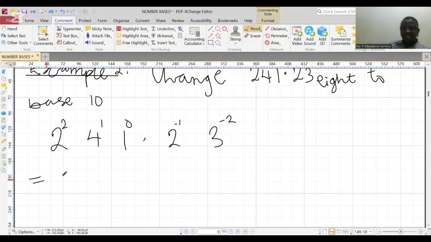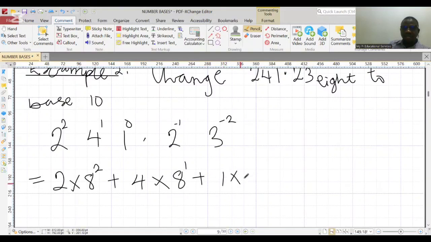Because we are changing from base 8, we have 2 multiplied by 8 to the power of 2, plus 4 multiplied by 8 to the power of 1, plus 1 times 8 to the power of 0. Then plus 2 multiplied by 8 to the power of -1, then plus 3 multiplied by 8 to the power of -2.